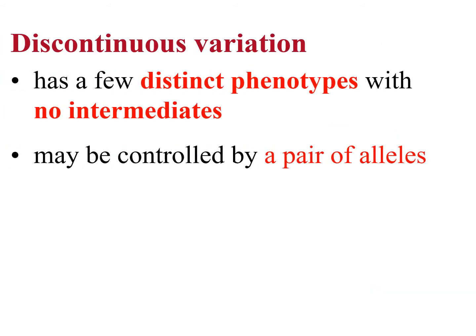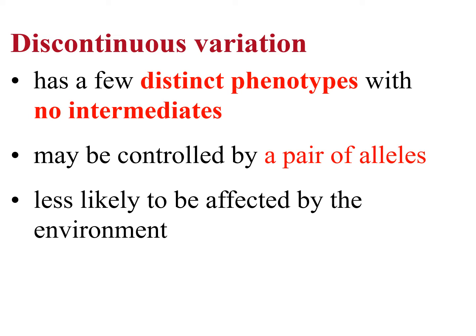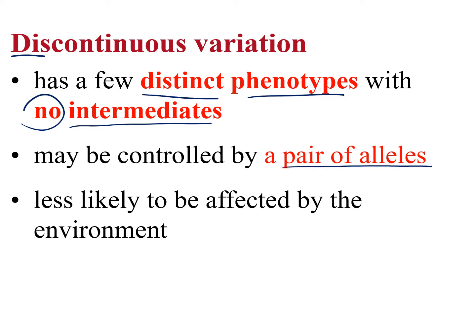The second type of variation, we call it the discontinuous variation. It has only a few distinct phenotypes with no intermediates, and this variation is controlled by a pair of alleles only, and it is less likely to be affected by the environment.